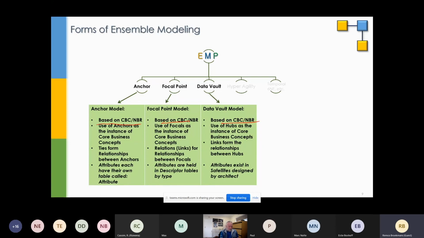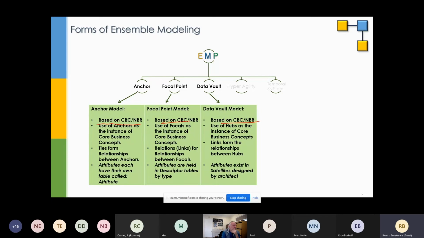Anchor modeling, they store the instance of the core business concept, the identifiers, in the anchors. Focal point modeling, they're stored in the focals, and in data vault, we store the identifier, the instance of the core business concept, in what we call a hub. The relationships in anchor modeling are in ties. In focal point modeling, they're called links, and in data vault, they're also called links.